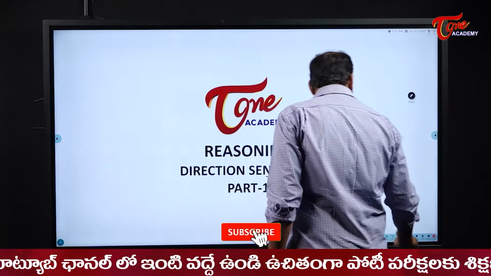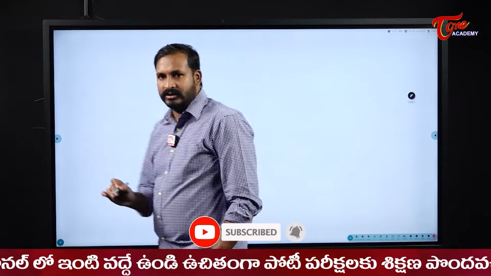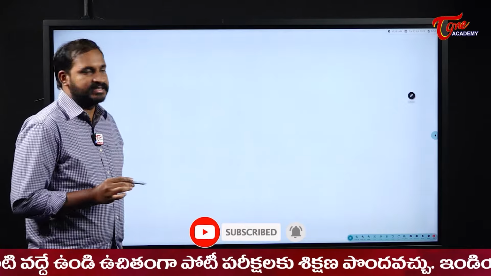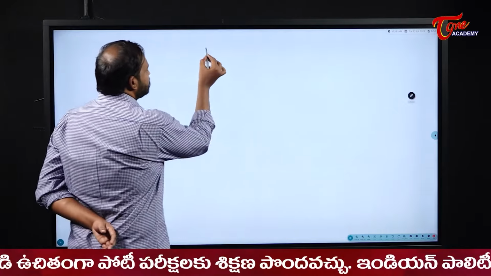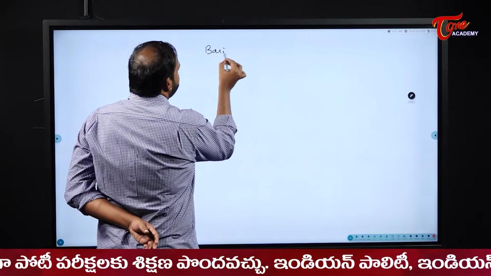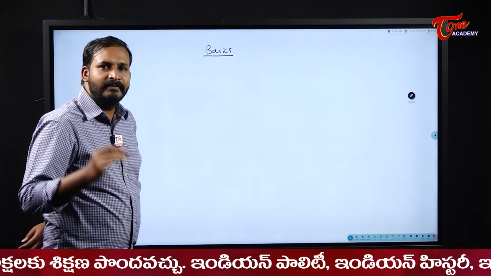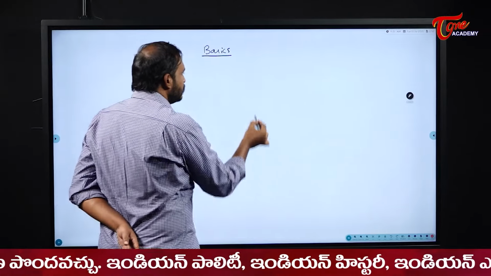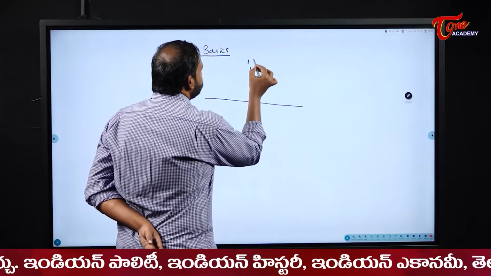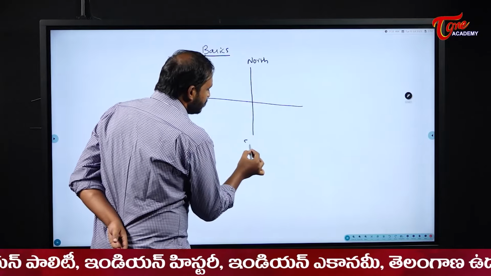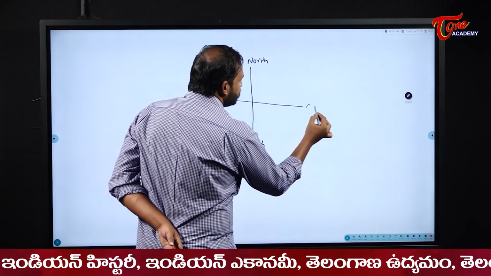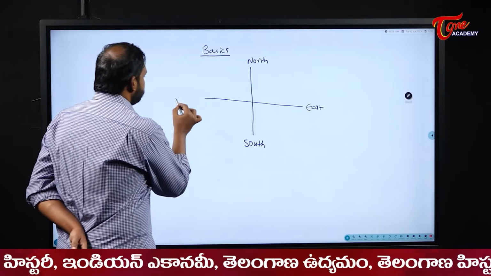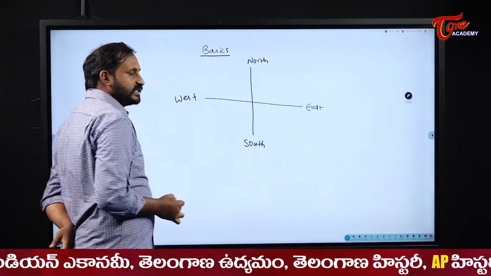Okay. Now see here, when it comes to directions, before going to the actual concept, let us discuss a few things here, students. What are the few basic things which you should know here? We all know the major four directions, students. What are the major four directions? North, south, east and west. These are the major four directions which we have.